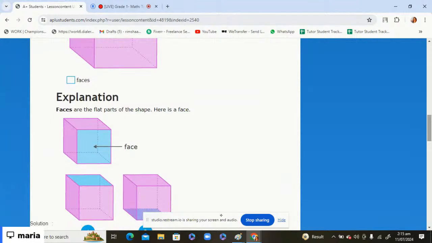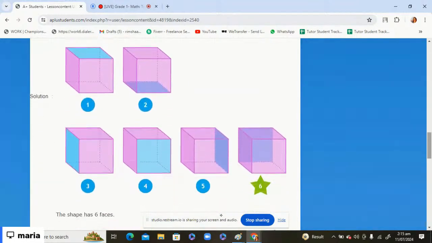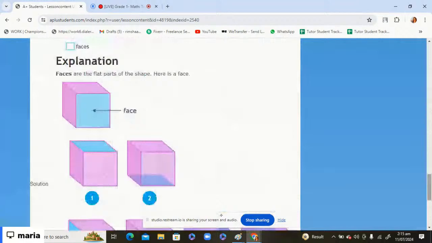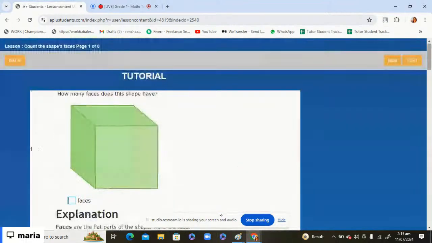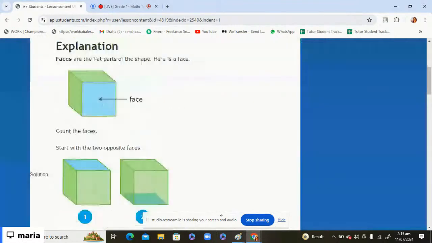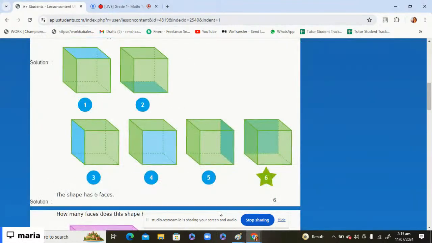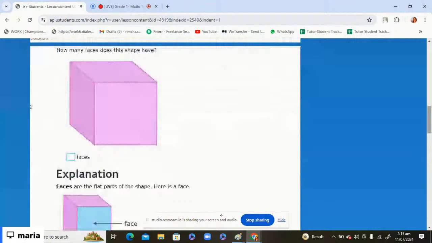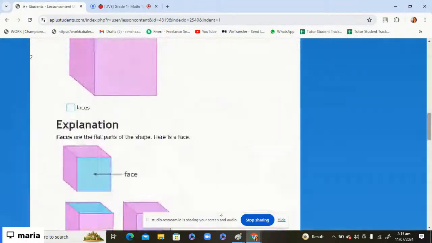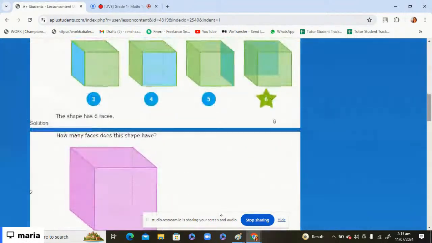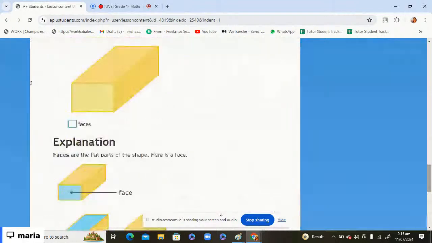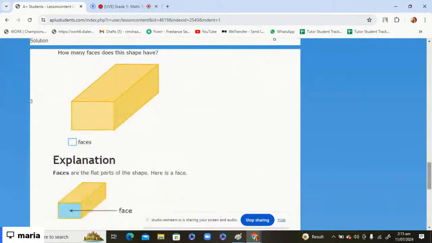We're going to count it all out, and the total is six. Okay, so this is a shape that you are going to count, and there are six faces in all of it. Now look here. We are going to count the faces of this shape. It's a rectangular shape.